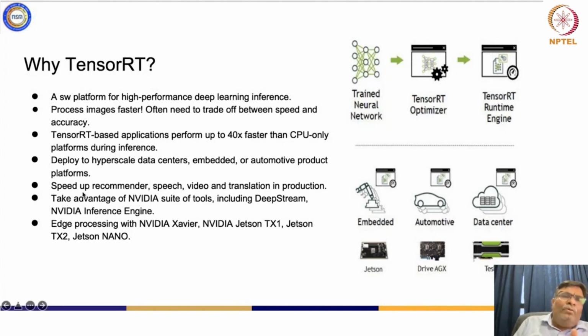You can use TensorRT for speeding up recommender systems, speech processing, video translation. You can also use TensorRT to take advantage of tools like DeepStream and NVIDIA inference engines. You can do edge processing with NVIDIA Xavier, as I told you, Jetson TX1, TX2, and Jetson Nano, all three. So you can do everything using TensorRT. It's a deep learning inferencing software platform, which we'll show you tomorrow in the next class, right?